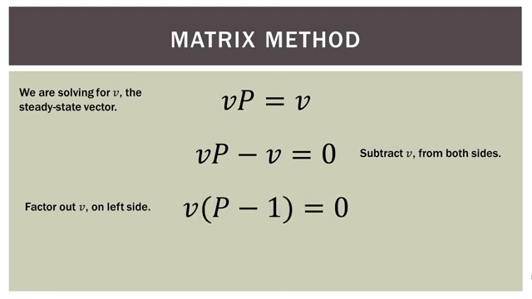So it looks like this. V parentheses P minus 1 equals 0. And that's just simple factoring. There's nothing complicated about that.